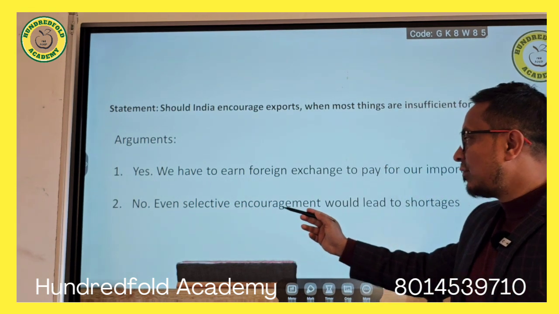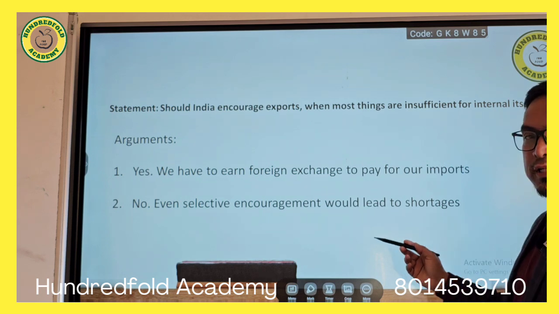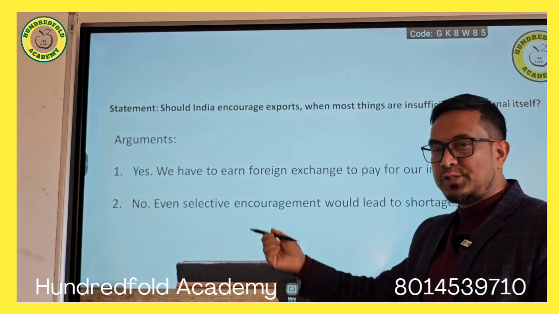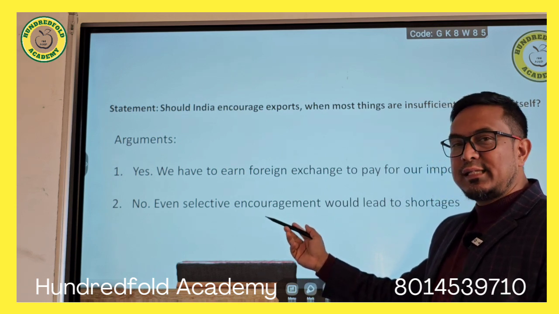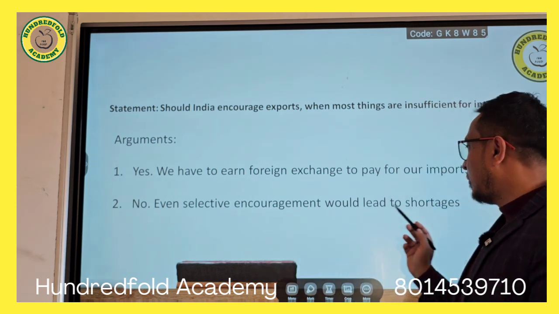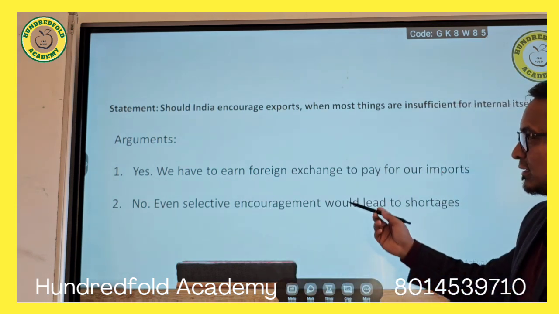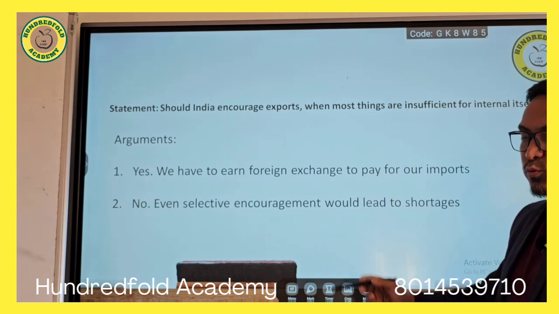No, even selective encouragement would lead to shortage. This is just a prohibition immediately. So it's a weak one. Because why? If I encourage export, it doesn't mean that we will have shortage. So the second one is weak, the first one is strong.